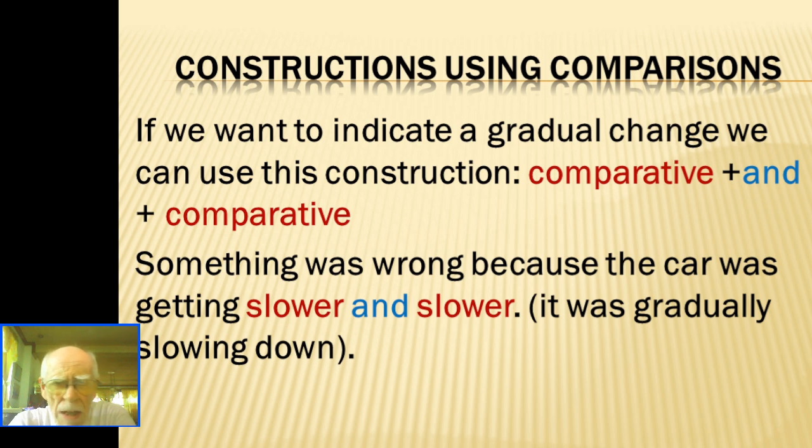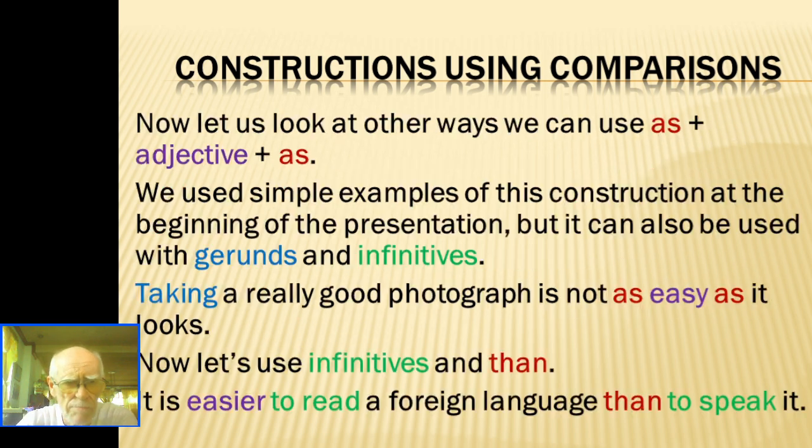If we want to indicate a gradual change, we can use this construction, the comparative form plus and plus the comparative form. Something was wrong because the car was getting slower and slower. In other words, it was gradually slowing down.